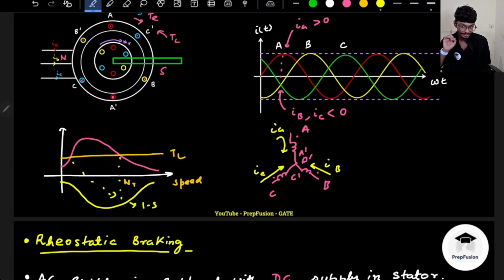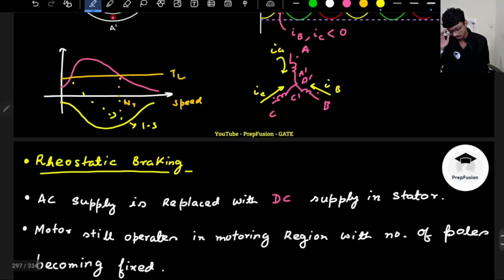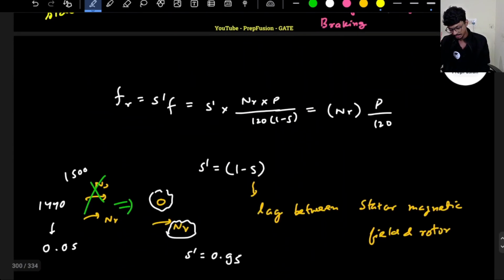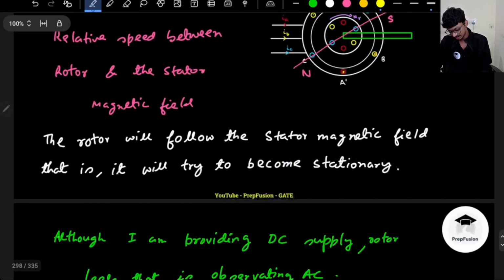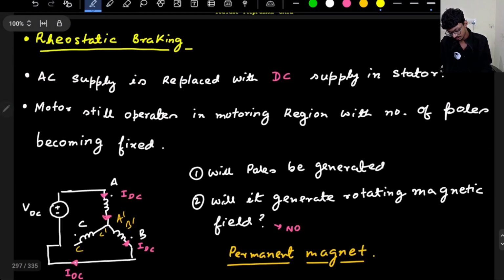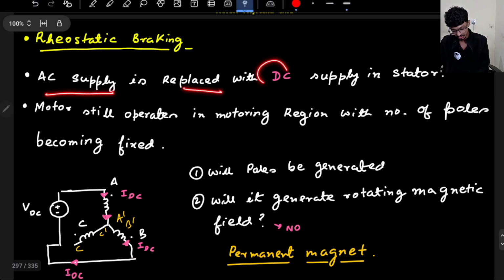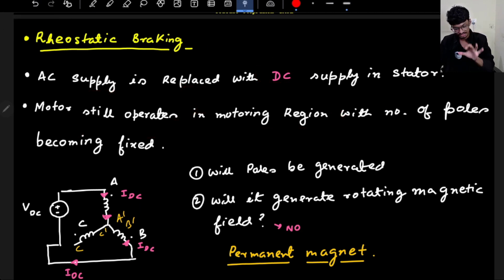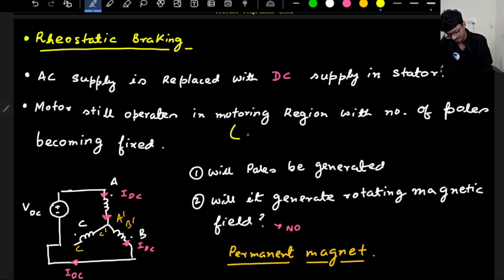So this is a very interesting and important point to understand. That is one important point that we have to understand. So what are the key points? These are the key points that I have already written: the AC supply will be replaced with the DC supply, and the motor still operates in the motoring region. What do I mean by motoring region? I will just explain. Motoring region basically means the slip will lie between the range 0 to 1.